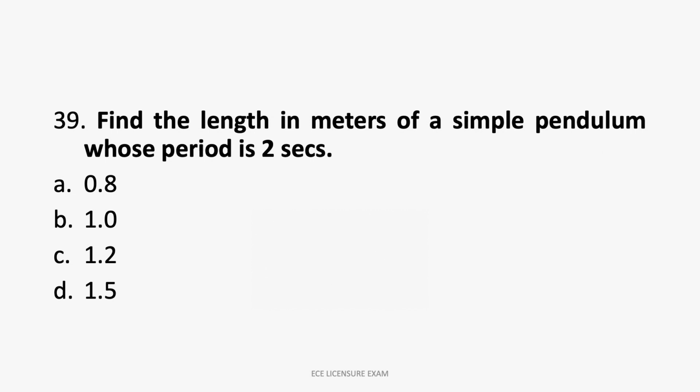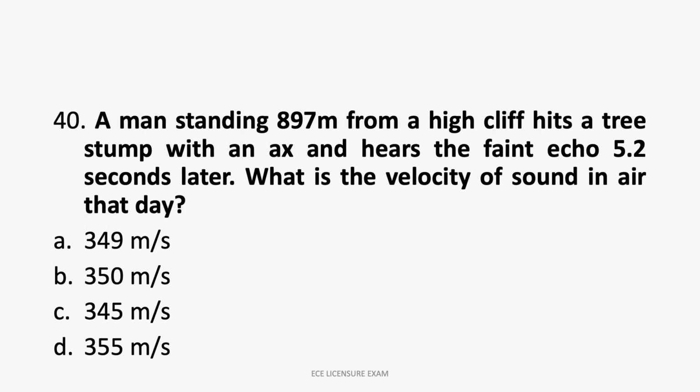Find the length in meters of a simple pendulum whose period is 2 seconds. 1. A man standing 897 meters from a high cliff hits a tree stump with an axe and hears the faint echo 5.2 seconds later. What is the velocity of sound in the air that day? 345 meters per second.